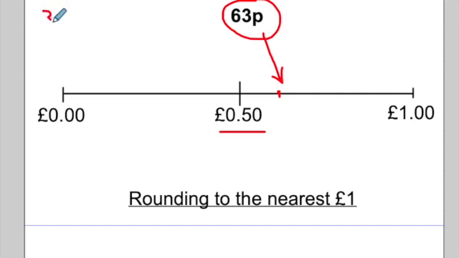So if somebody asked you to estimate how much it would be for, let's say, 3 balls which cost 63 pence each. Okay, so just write that out. So there are 3 balls, they're 63 pence each. Estimate how much it would be. You would do 63 pence gets rounded to £1, so it would be 3 times £1, and your answer would be £3.